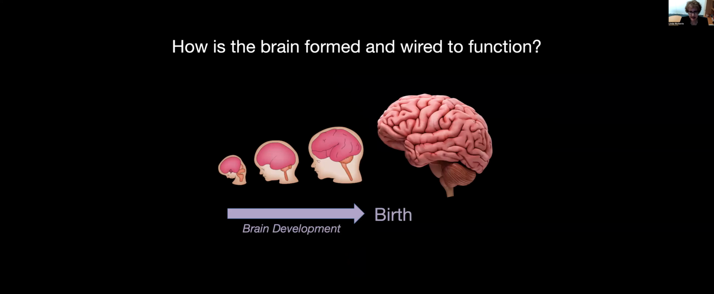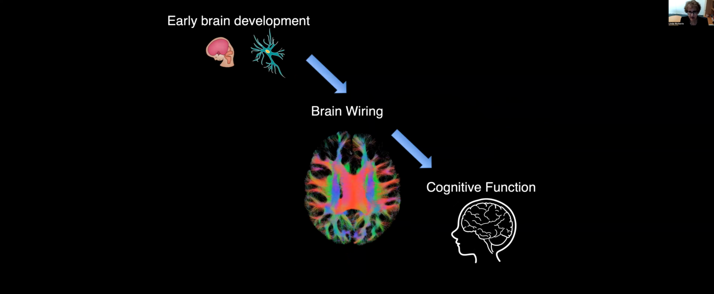So we are interested in how the brain is formed and wired to function. How is it formed during development? And how is that development sculpting the circuits of the brain? So we're interested in mechanisms in early brain development that set up the wiring of the brain, and then how that wiring underpins cognitive function.